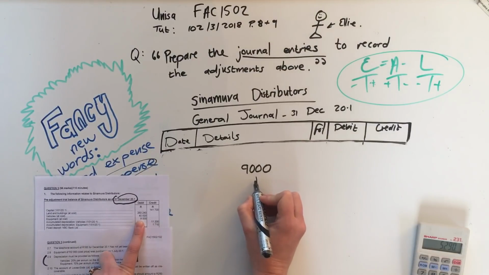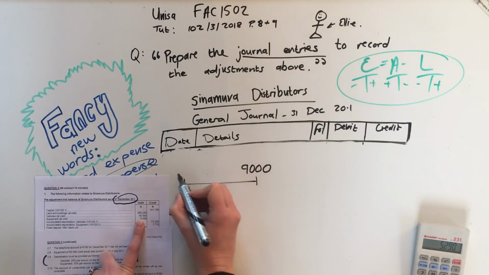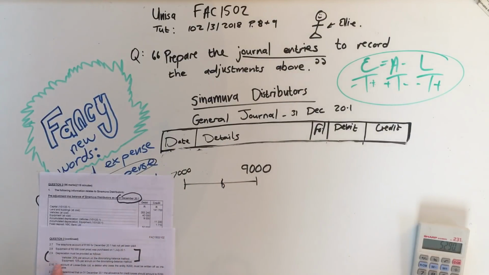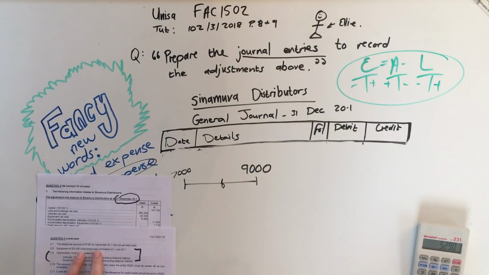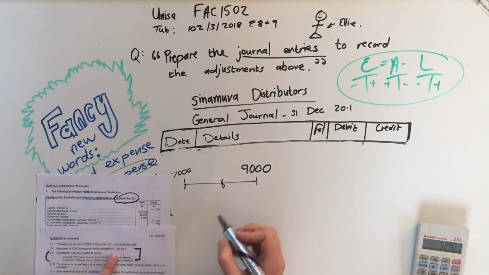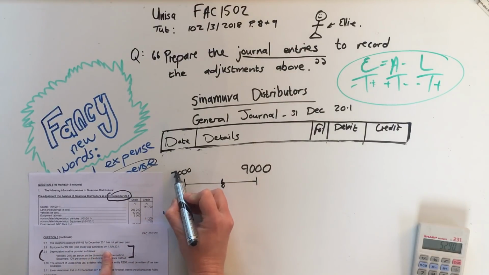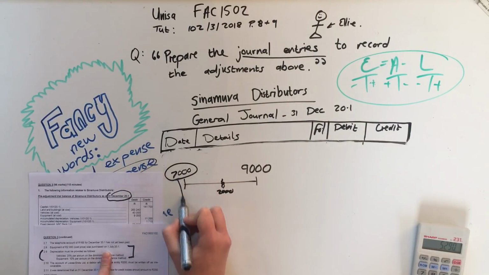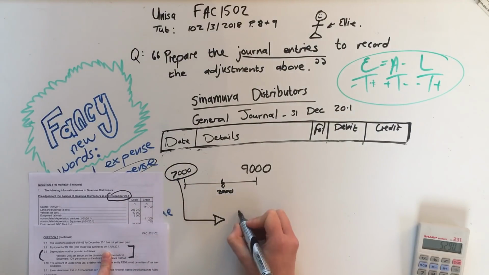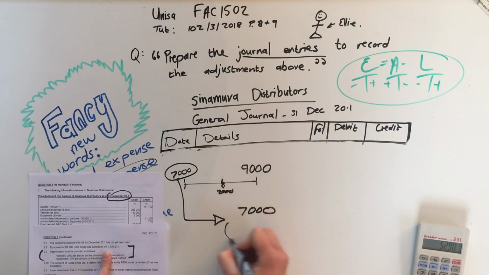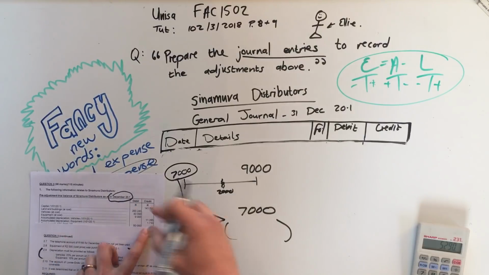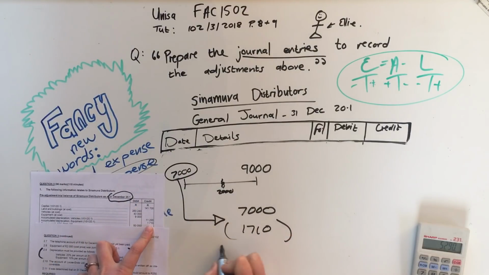This is the end of the year. At the beginning of the year, it should have been worth 7,000 because they tell us equipment of 2,000 was bought on the 1st of July. So that's why we can see it's worth 7 now, and there's our 2,000 new one. Now we have to work out our depreciation on that 7,000. But they want the diminishing value, so we need to take away the accumulated depreciation of 1,710. That gives us the 5,290.